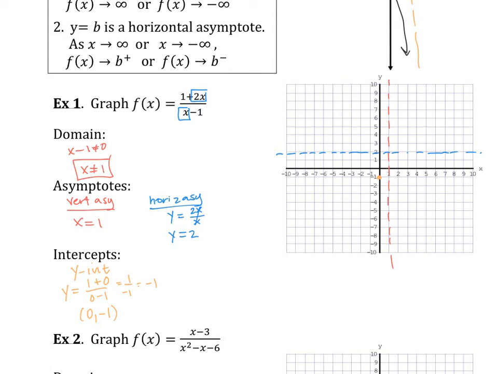Let's see, for the x-intercept, I set the equation equal to 0. So 1 plus 2x over x minus 1 equals 0. If I multiply the x minus 1 over, I get 1 plus 2x equals 0.